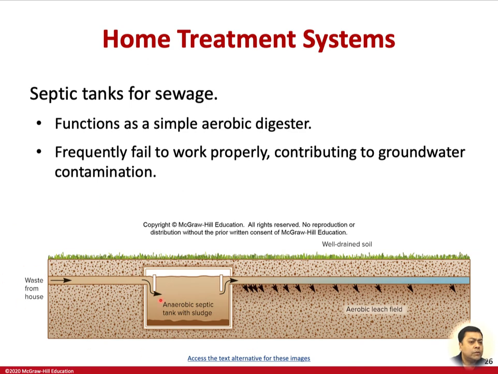So here you can see that this system combines an anaerobic waste liquefaction unit, this is the septic tank, with an aerobic leach field. So basically in here, the oxidation of the liquefied waste takes place in the leach field unless the soil becomes flooded. So well-drained soil is necessary for the proper functioning of the septic tank. Otherwise, it may fail.